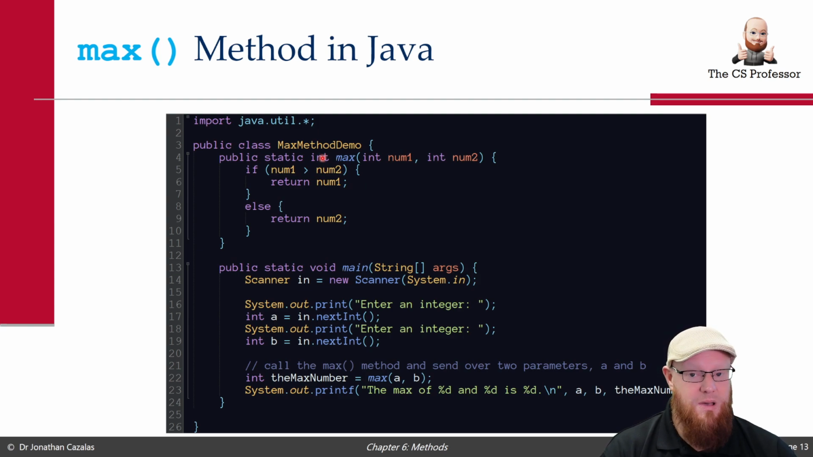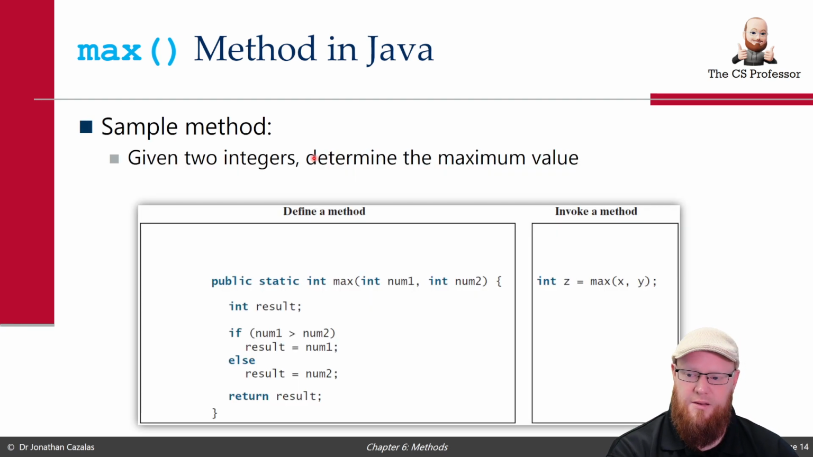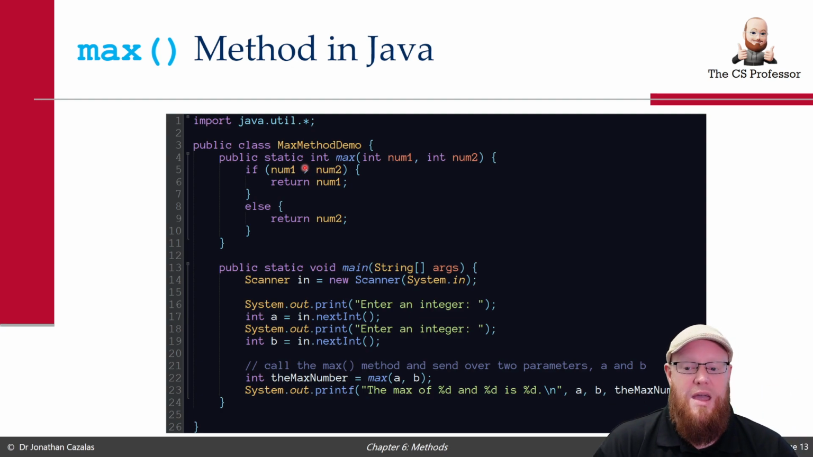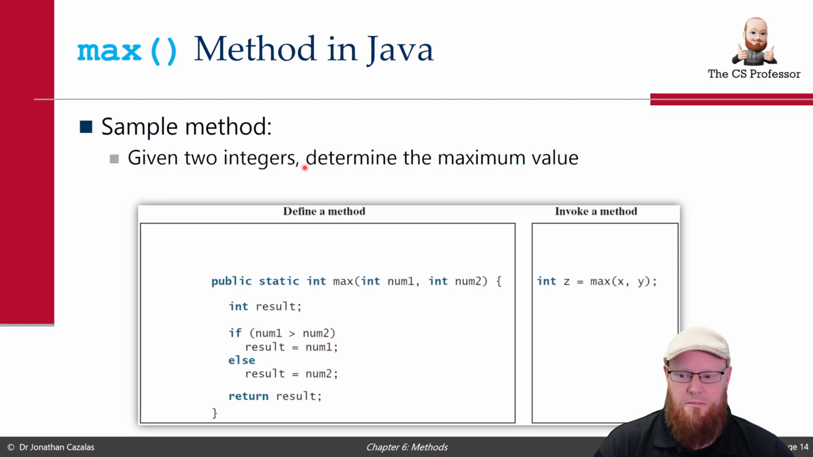And since this method is returning data, we have to specify, are we returning a string? Are we returning a double? Maybe a char, maybe something else. In this case, we are returning a primitive int. So we have to specify that we are returning that int. So that's more of the bird's eye view. So now let's look at the anatomy of a Java method.